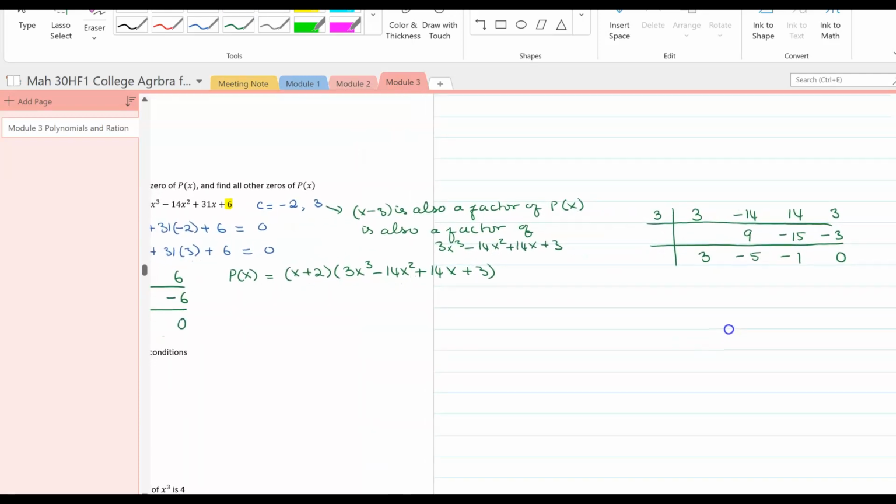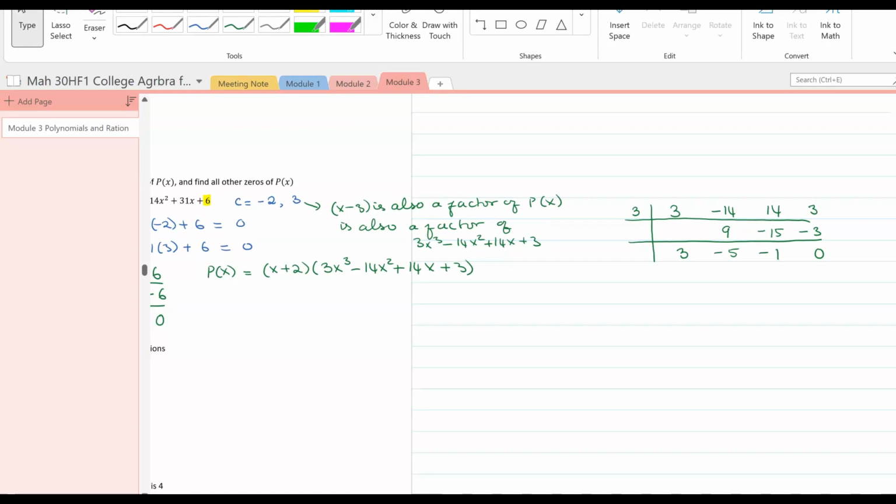So now I can rewrite this p of x as x plus 2 times x minus 3 times 3x squared minus 5x minus 1.